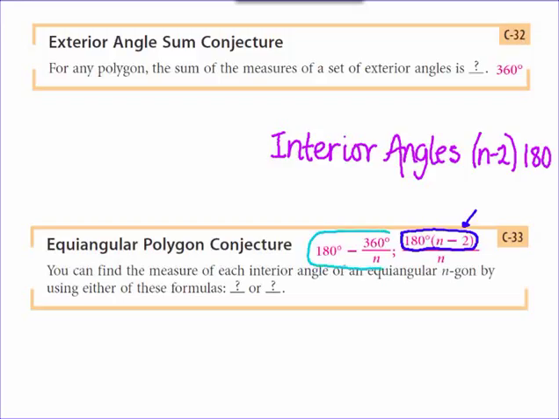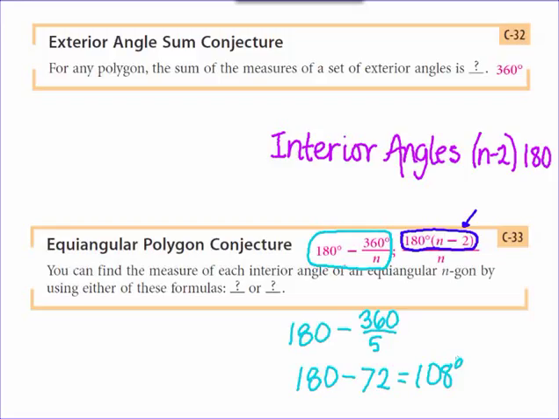As an example, if I had a five-sided figure and I wanted to know how much each of the interior angles is, I would take 180 minus 360 divided by 5. What is 360 divided by 5? 72. So each interior angle of a regular pentagon is 108 degrees. So that's how that formula works.